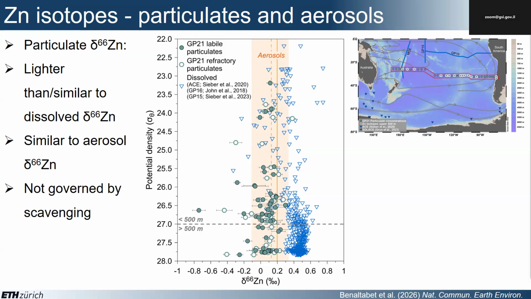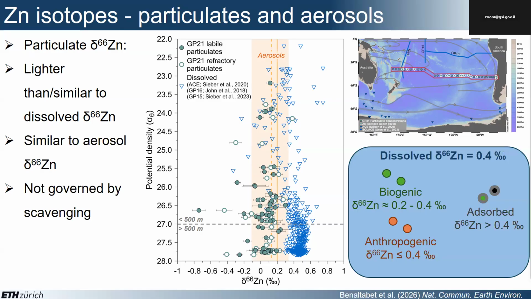First, it tells us that the marine particulate pool is not likely to be governed by scavenging. In other words, scavenging is not likely to be an important process here, because if these particles had been governed by scavenging, we would expect them to be isotopically heavier than seawater. And instead, we see that they're isotopically lighter.